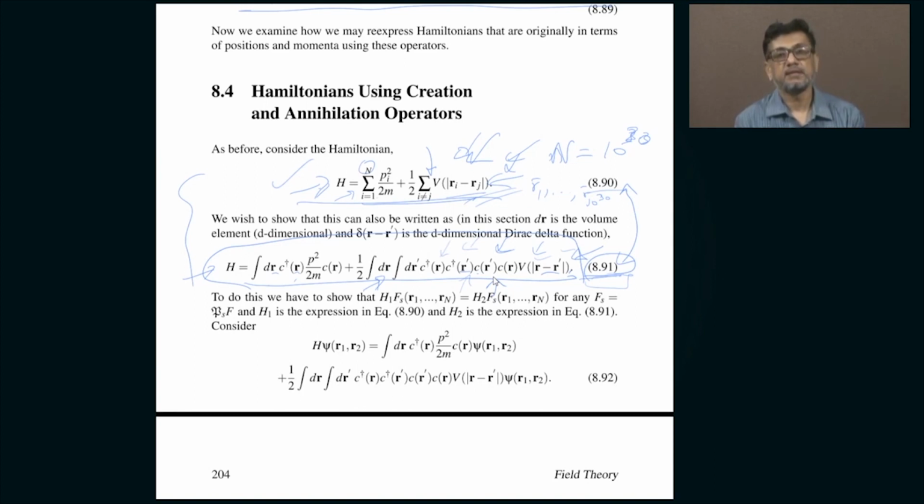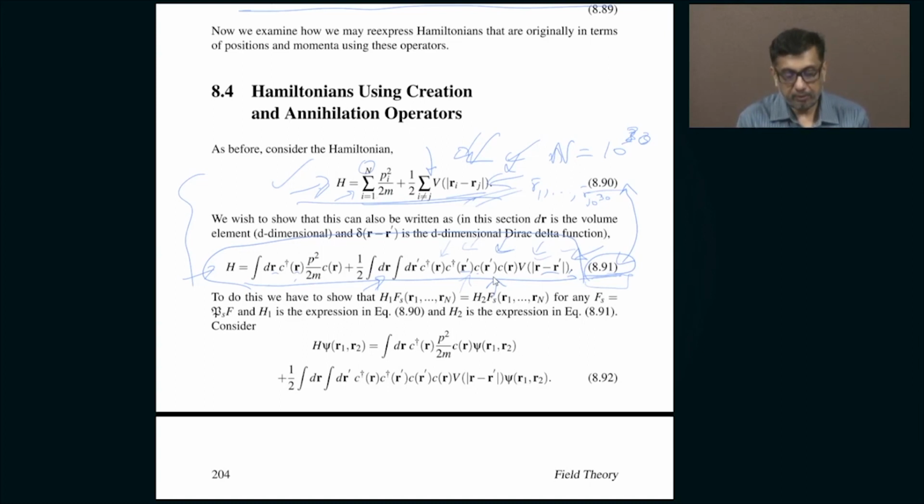So, now the question is, where is that information hidden? Obviously, it is hidden somewhere. 8.91 has to contain information about the number of particles in the system. So, it is hidden in the fact that in order for you to make sense out of this Hamiltonian called 8.91, you have to act it on a state containing a fixed number of particles. So, you see this operator acts on wave functions or states. So, that state itself will specify the number of particles. So, now that is precisely what we want to do now.